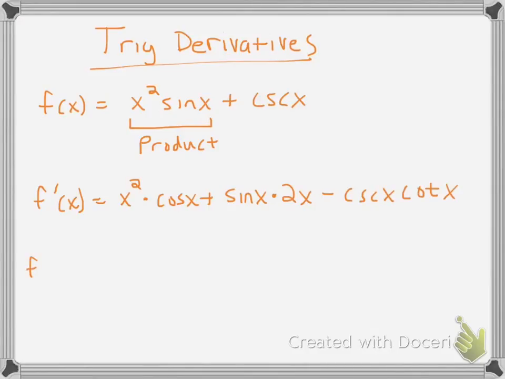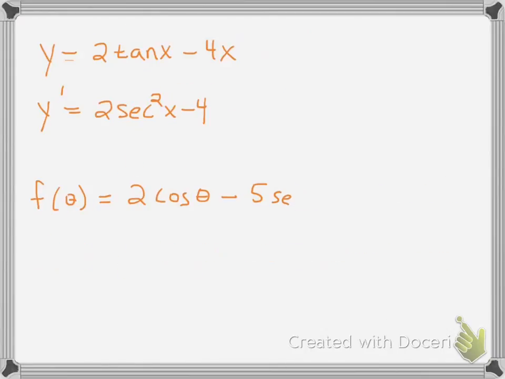Okay. Now all you have to do is do some rewriting. So x squared times cosine x plus 2x sine x minus cosecant x cotangent x. So that's our first one. I'm going to work on another one.